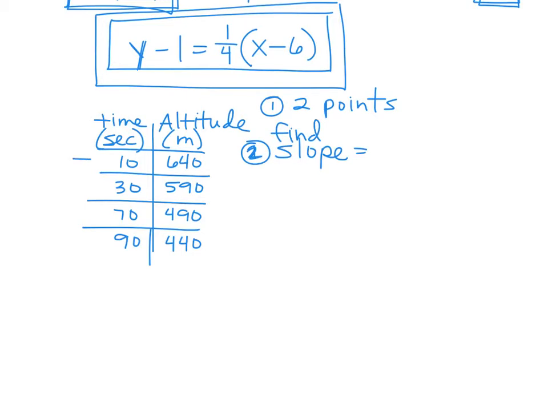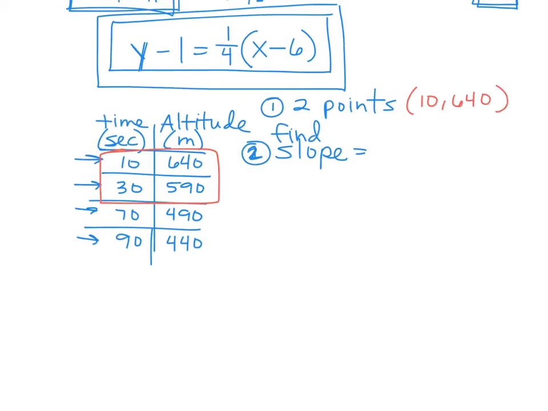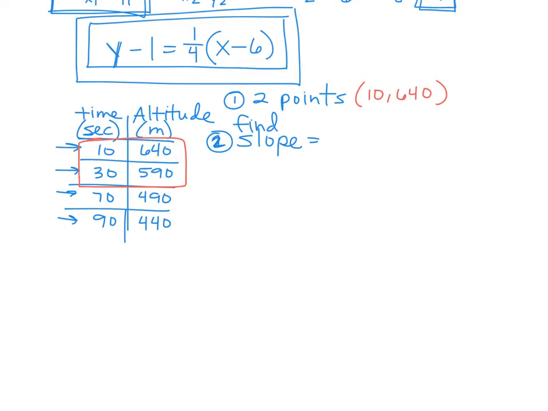You get to pick from 1, 2, 3, 4 points, whichever 2 you want. I recommend starting with the lowest ones, unless you have negatives that you don't feel like messing with; then you can move to different ones. But I would say just pick these 2 points. One point is going to be 10, 640. The other point is going to be 30, 590.